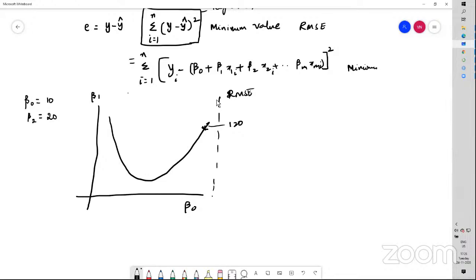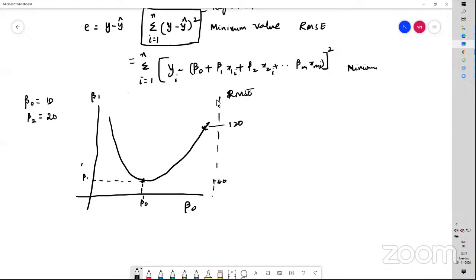Next, we need to find out the place where we get the minimum value for RMSE. Where we are getting the minimum value for RMSE, let's say this is 40. The minimum value that the RMSE can take is here. That is this, let's say beta naught dash, and this is beta 1 dash. So we need to find out this beta naught dash and beta 1 dash.